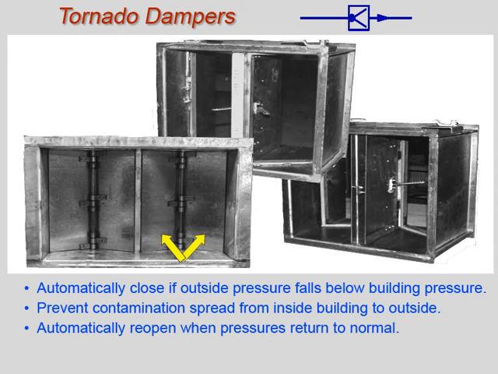Tornado dampers have a set of blades that move to start and stop the flow of air, similar to a butterfly check valve. They are normally open, but if outside air pressure drops below building pressure, the return spring closes the blades so that they seal against the damper housing, preventing the flow of air out of the building.